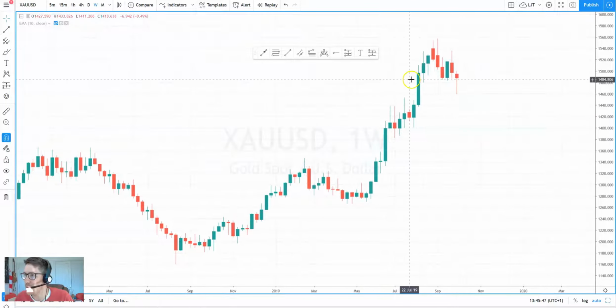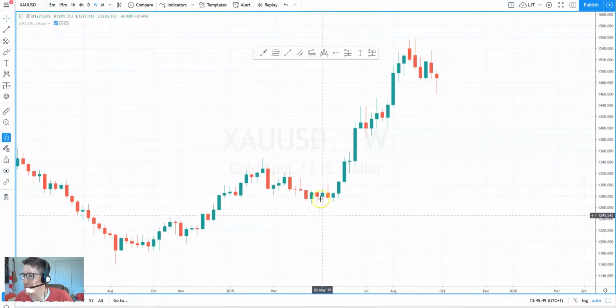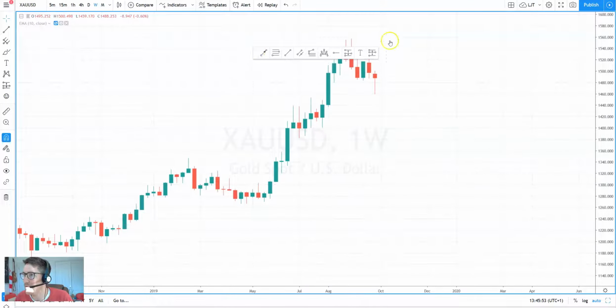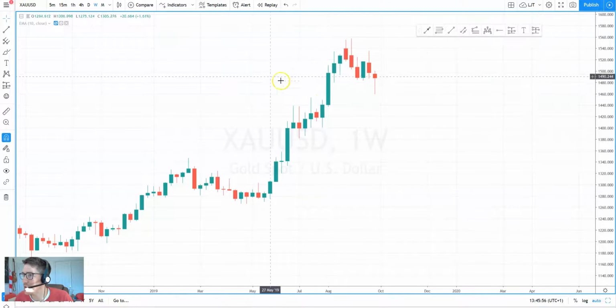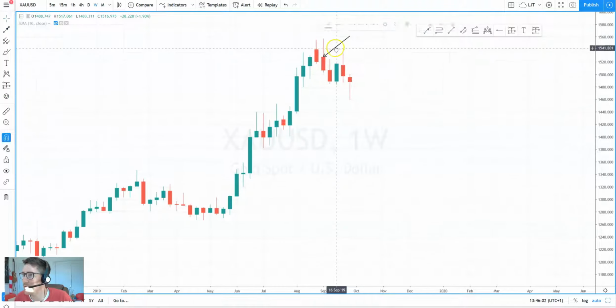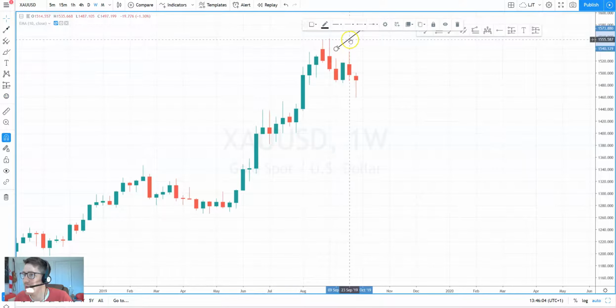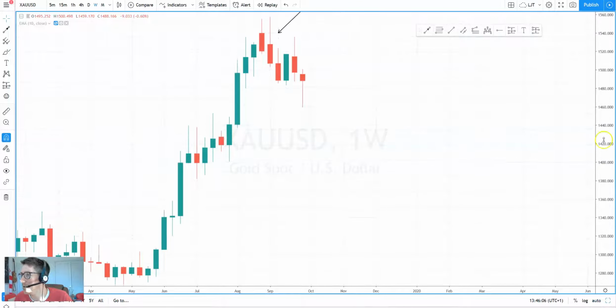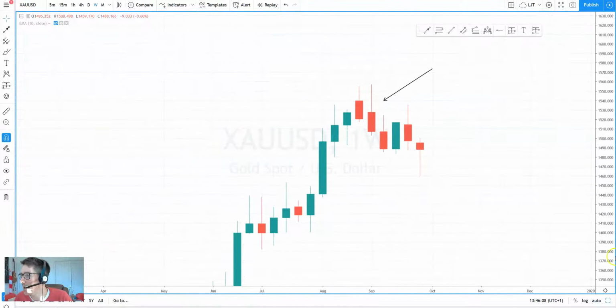So we've obviously had this huge move up, this big impulsive move up that really started back here in April earlier this year, and we've obviously moved quite substantially higher up to here. The one thing that piques my interest here from a bearish perspective is this candle here, because we have a bearish outside week. Now let's just go through that candle.